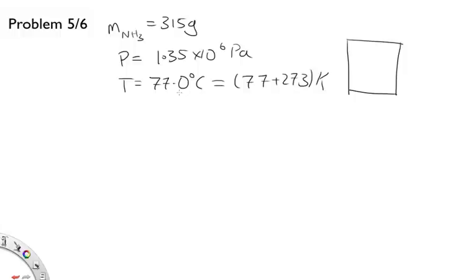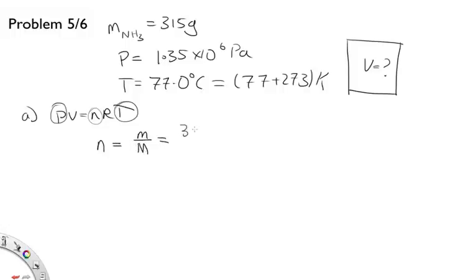And now in part A, we're asked what's the volume. To answer this, we'll need to use the ideal gas law, PV is equal to nRT. So we know the pressure, we know the temperature. What we need to start off working out is the number of moles. We can work out the number of moles using this mass here, because there's a relationship between the number of moles, the mass, and the molar mass. So the number of moles is equal to the mass over the molar mass.